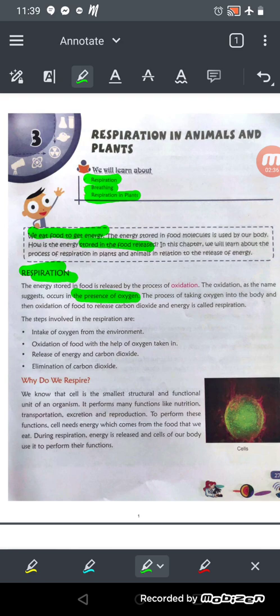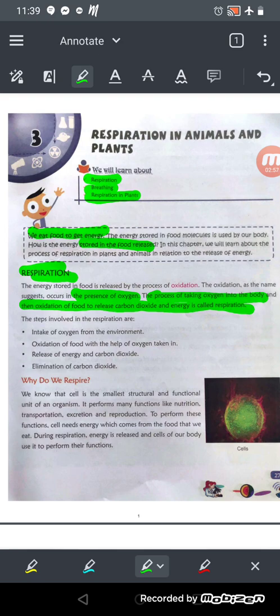The process of taking oxygen into the body and then oxidation of food to release carbon dioxide and energy is called respiration. So what is respiration? The process of taking oxygen into the body through our nostrils, and then oxidation of food to release carbon dioxide and energy, is called respiration.